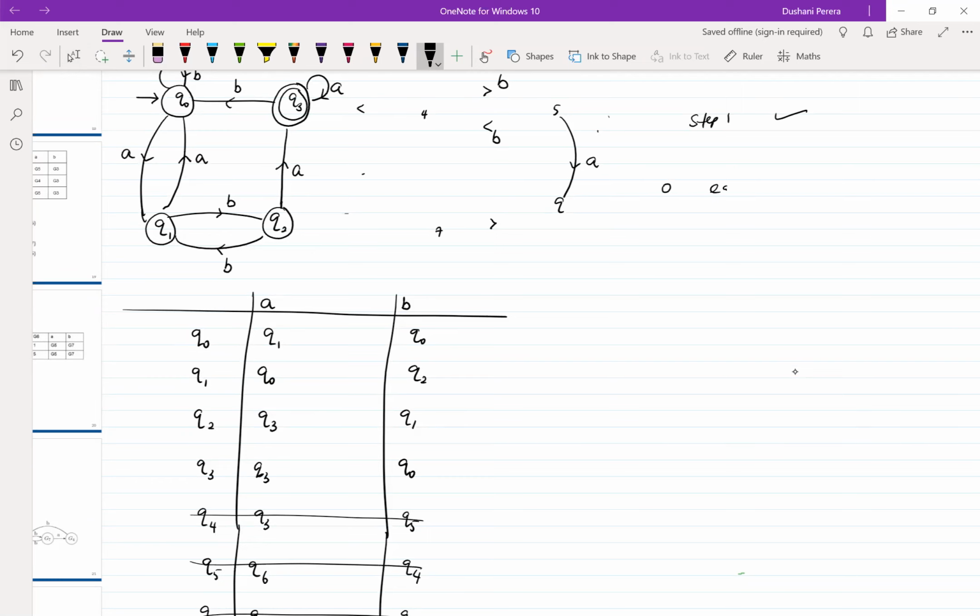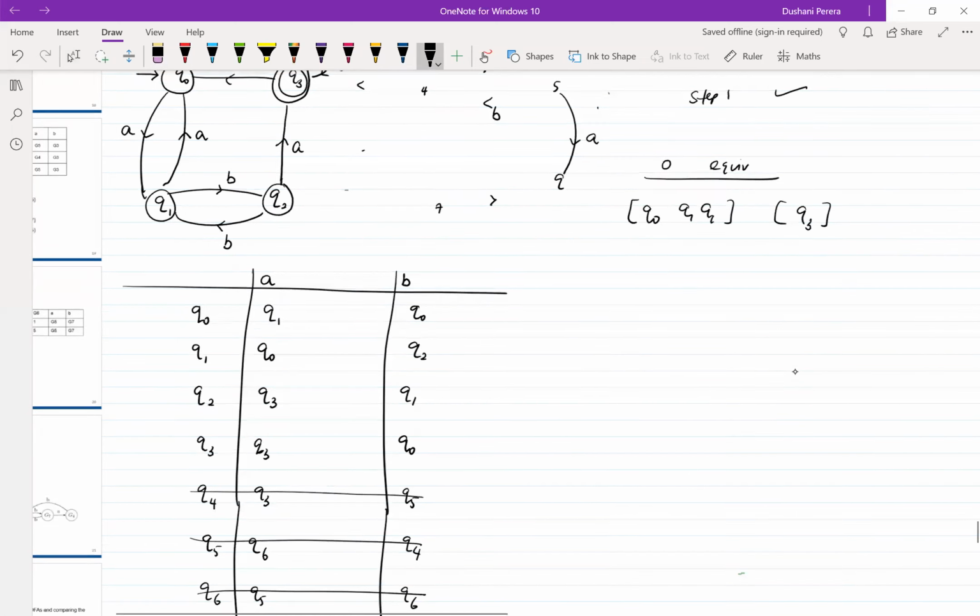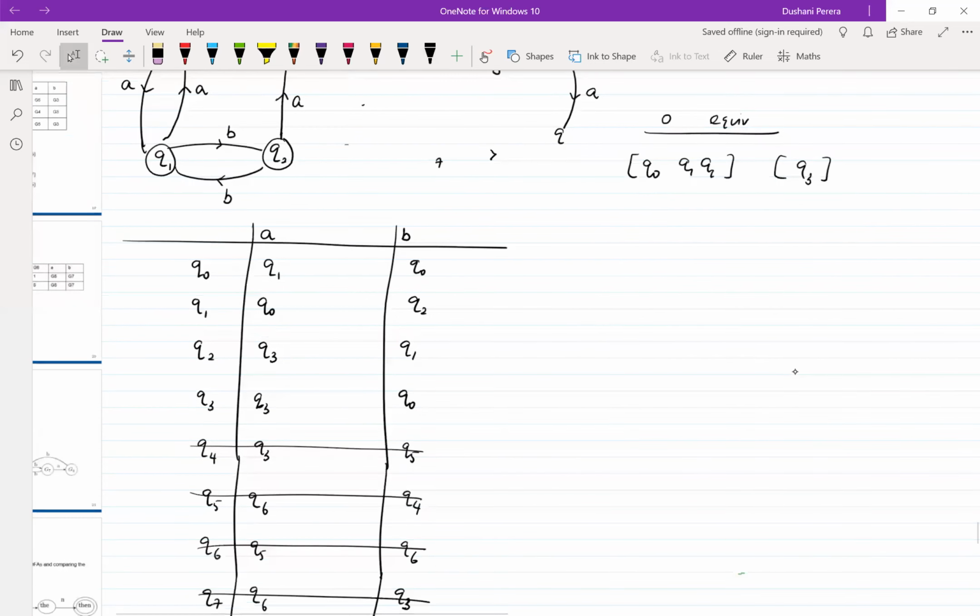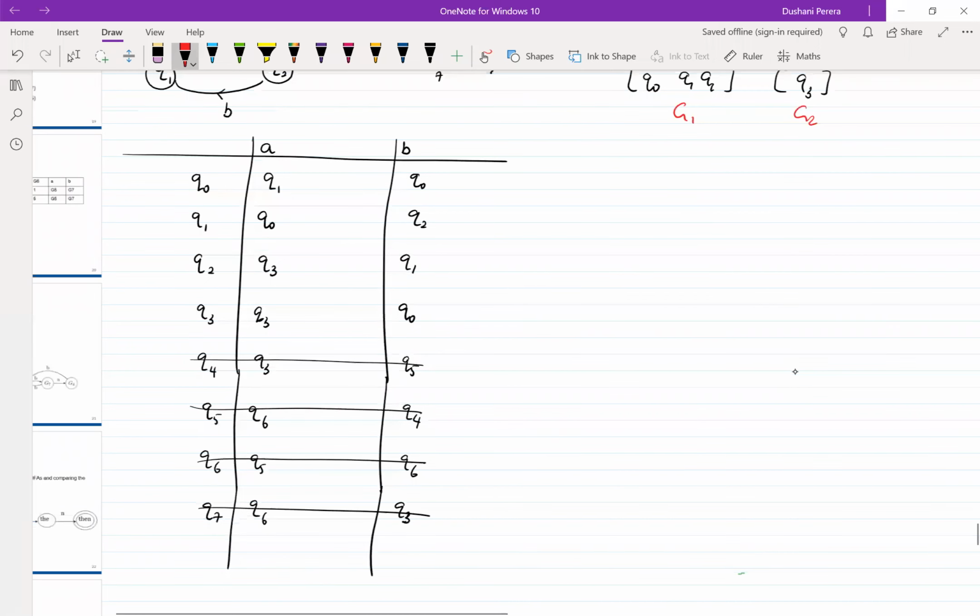Then the zeroth equivalence level. So here what do we do? We separate Q0, Q1, Q2 from Q3 because that is a final state. Okay, so we give this a name. This is the first group, this is the second. Now let's update our table. This comes to group 1, this is group 2, group 2, 1, 1, 1, 1.